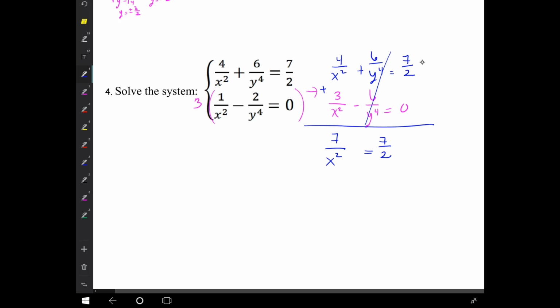So if 7 is equal to 7, then x squared has to equal 2. The other way I've seen people look at it is do the cross product property. Some people feel more comfortable with that. So it would be 7 times 2 is equal to 7x squared.